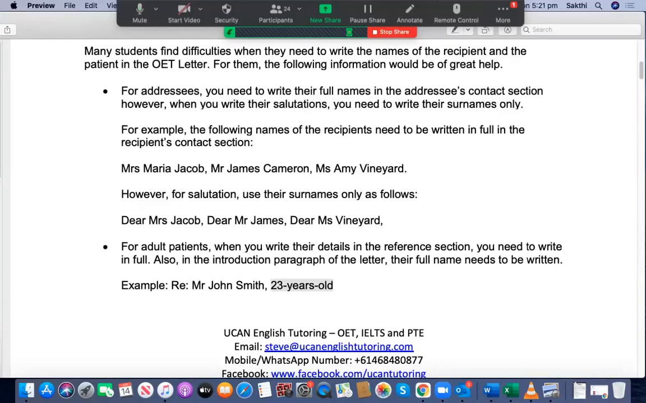As we are writing down here, the patient has got two names: one is the first name and the other is the last name. Sometimes the patient may have three names as well. If that's the case, you have to write down all three names here. For example, regarding Mr. John Jacob Smith, 14 years old or whatever it is. So you just need to write it down. I hope you guys understand what I mean here.